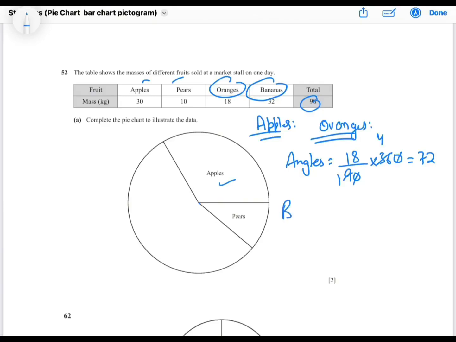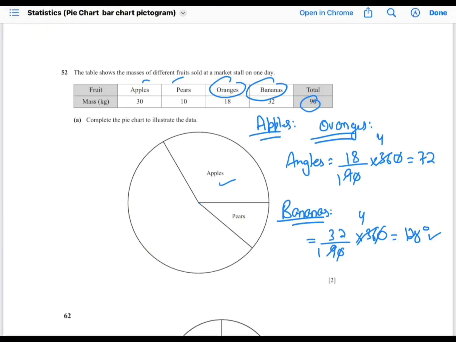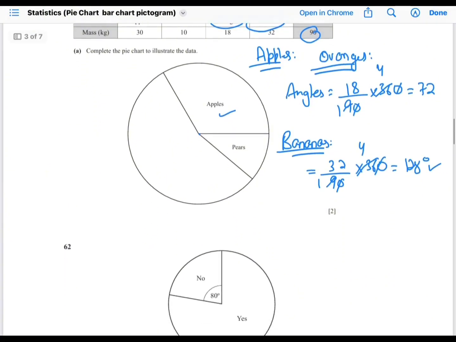Now we have bananas. Again we need to find the angle. The value is 32 divided by 90 multiplied by 360. The 0 will be cancelled out, 9 1s are 9, 9 4s are 36. So 4 multiplied by 32 will be 128 degrees. So that's how you can do this. I hope there is no confusion in this. That's a very simple question. You just need to know how to use the protractor and how to complete the pie chart.